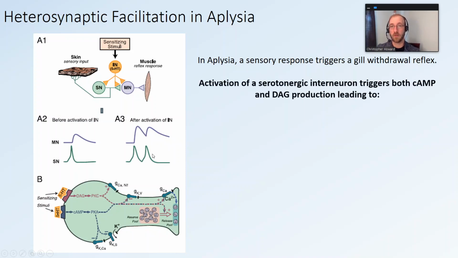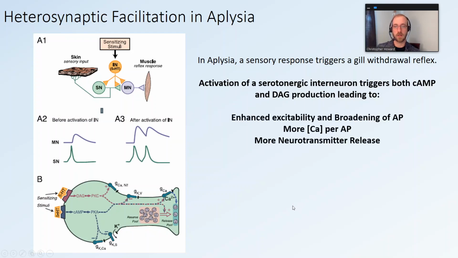So this mechanism is dependent on two pathways. The G sub Q alpha subunit of G proteins and the cyclic AMP pathway, which is G sub S. So here we have binding of serotonin, increases in DAG and cyclic AMP. That activates, respectively, protein kinase C and protein kinase A.